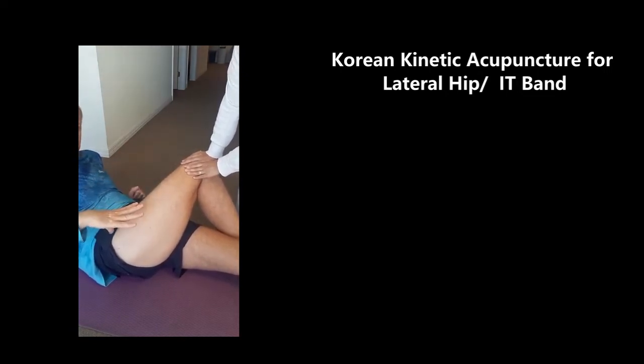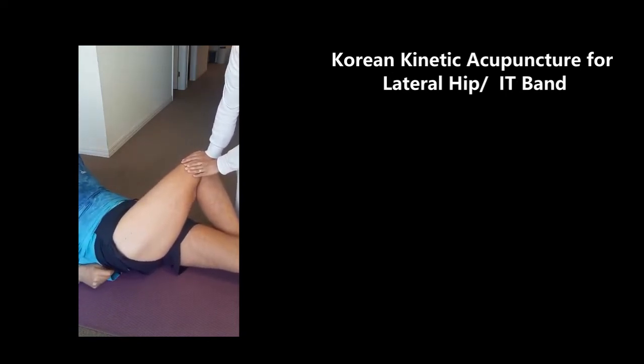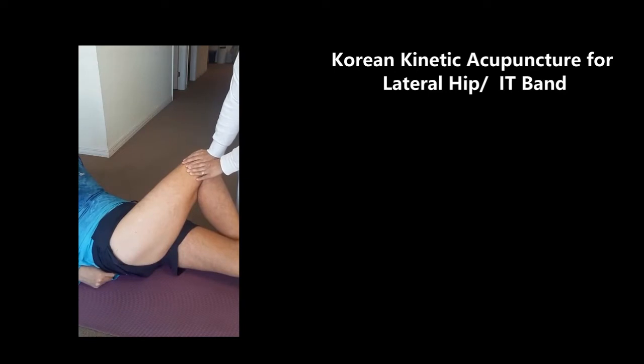So the only option is they stretch here. So we stretch, go as far as your patient is able and comfortable, and then push 1, 2, 3, 4, relax. And then again, push 1, 2, 3, 4, relax. This concludes the Korean Kinetic Acupuncture video chapter on the hip IT band procedure. Next, we're going to go into the piriformis technique.